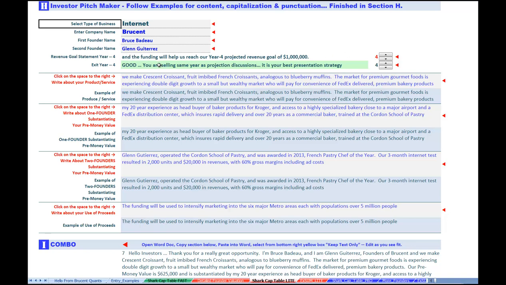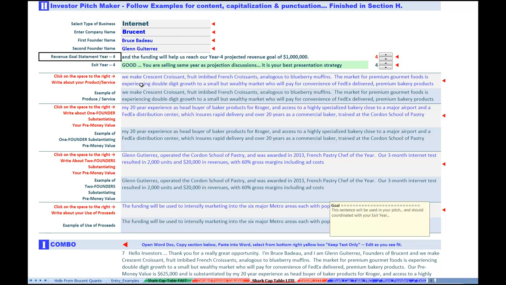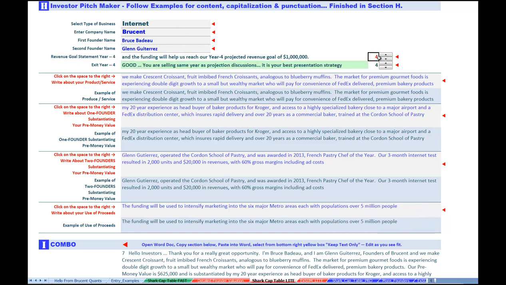Okay, so now let's look at this. The revenue goal statement, and it says, and the funding will help us reach our year 4 projected revenue goal of $1 million. Notice if we come over here, it's going to simply walk through year 6, 5, and 4. But notice what else is happening down here. We are selling in the same year. So if you go like this, it says, why are you selling later or earlier? Bad choice. Why sell before your revenue goal? So make these two the same.